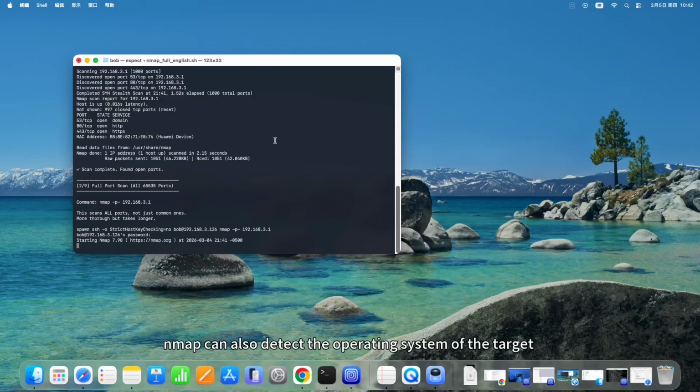Nmap can also detect the operating system of the target. Use Nmap -O followed by the target. This analyzes TCP/IP stack fingerprints to guess the operating system. Note that this requires root or administrator privileges.